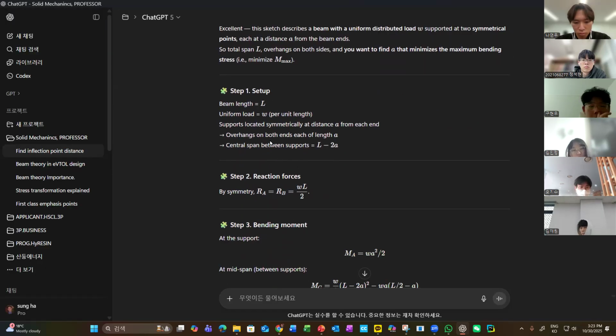And then step one, this is the one we would like to learn from ChatGPT. Step one, beam length L, uniform load W. We usually call it Q, but they said W per unit length. Per unit length is important because it's a distributed load. Supports are located symmetrically at a distance A from each end, with overhangs on both ends each of length A. The central span between the supports is L minus 2A.